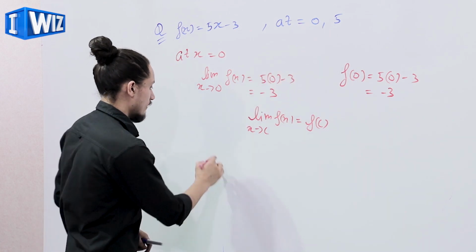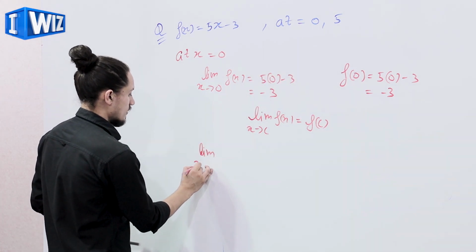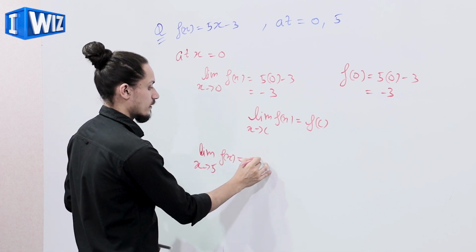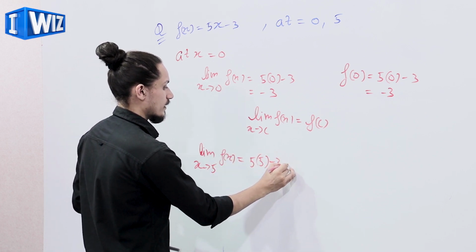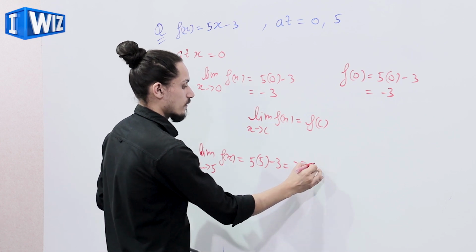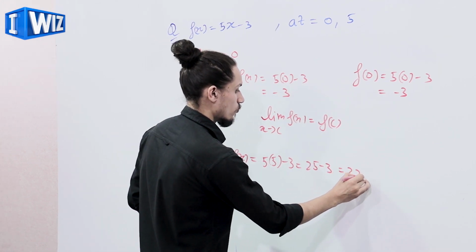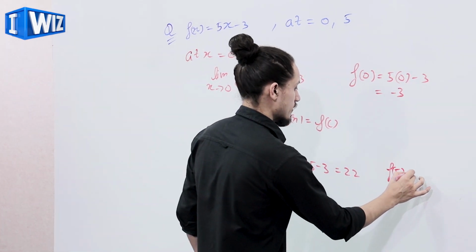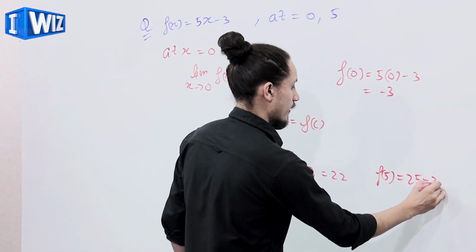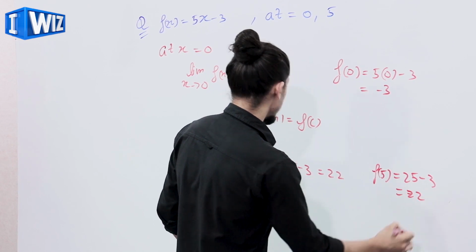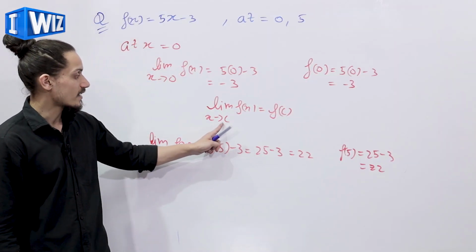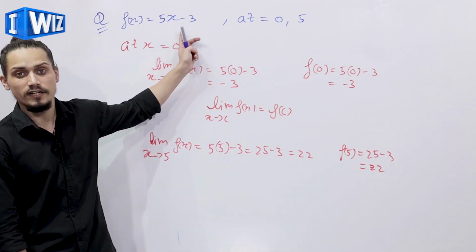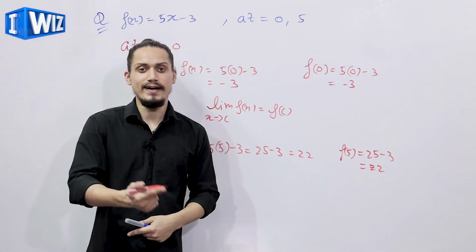Now for 5, limit x approaches to 5, f of x is equal to 5 into 5 minus 3 which is equal to 25 minus 3 which is equal to 22, and for f of 5 we have f of 5 is equal to again 25 minus 3 which is equal to 22. So in both cases, limit x approaches to c, f of x is equal to f of c. So this function is continuous at both x is equal to 0 and x is equal to 5.